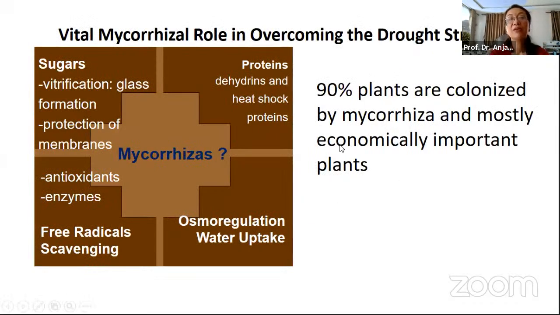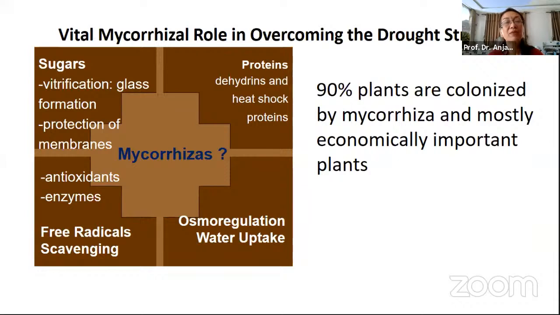So the mycorrhiza's role is overcoming drought and stress conditions. Because of this, 90% of plants are colonized by mycorrhiza, mostly economically important plants. When we say economically important plants, these can be the food we take day to day, like cereals and crops, and also floriculture, horticulture, viticulture. These all sometimes need mycorrhization.